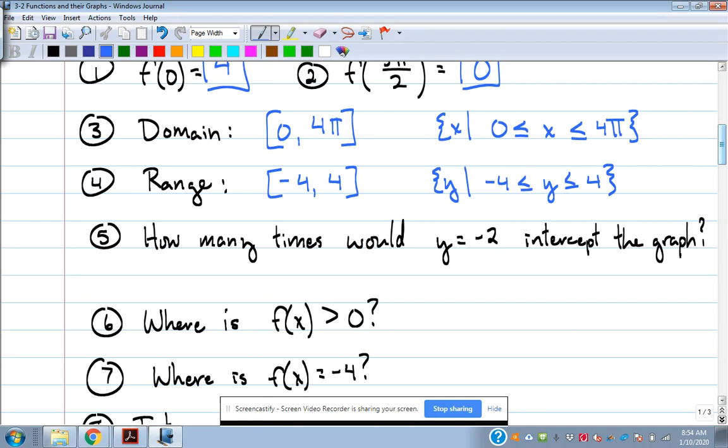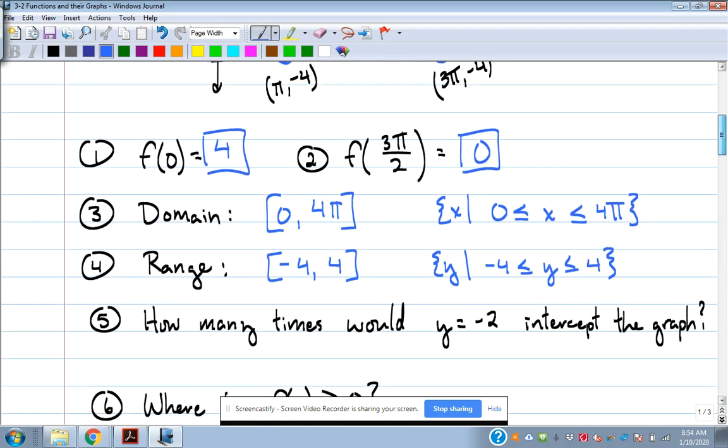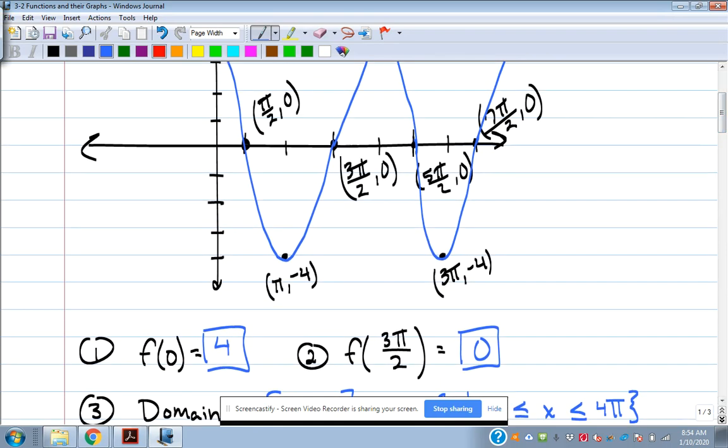This is getting a little tougher here. How many times would y equals -2 intercept the graph? How do you know? What does y equals -2 look like? Yeah, it goes straight across. It's a horizontal line right there. And it crosses it in 4 places. It didn't ask what 4 places. It just said how many times.